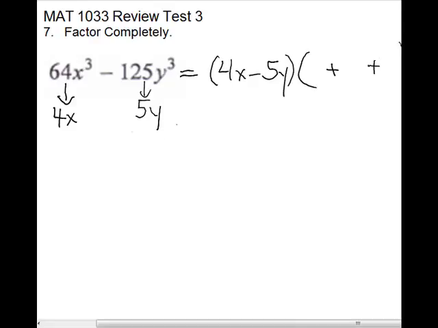And then we will go back and take all the combinations of our roots. So first root times itself. 4x times 4x is 16x squared. Then we'll do the first root times the second one. 4x times 5y will give us 20xy. And the last root times itself. 5y times 5y gives us 25y squared. This trinomial will not factor more when it comes out of a cube problem.